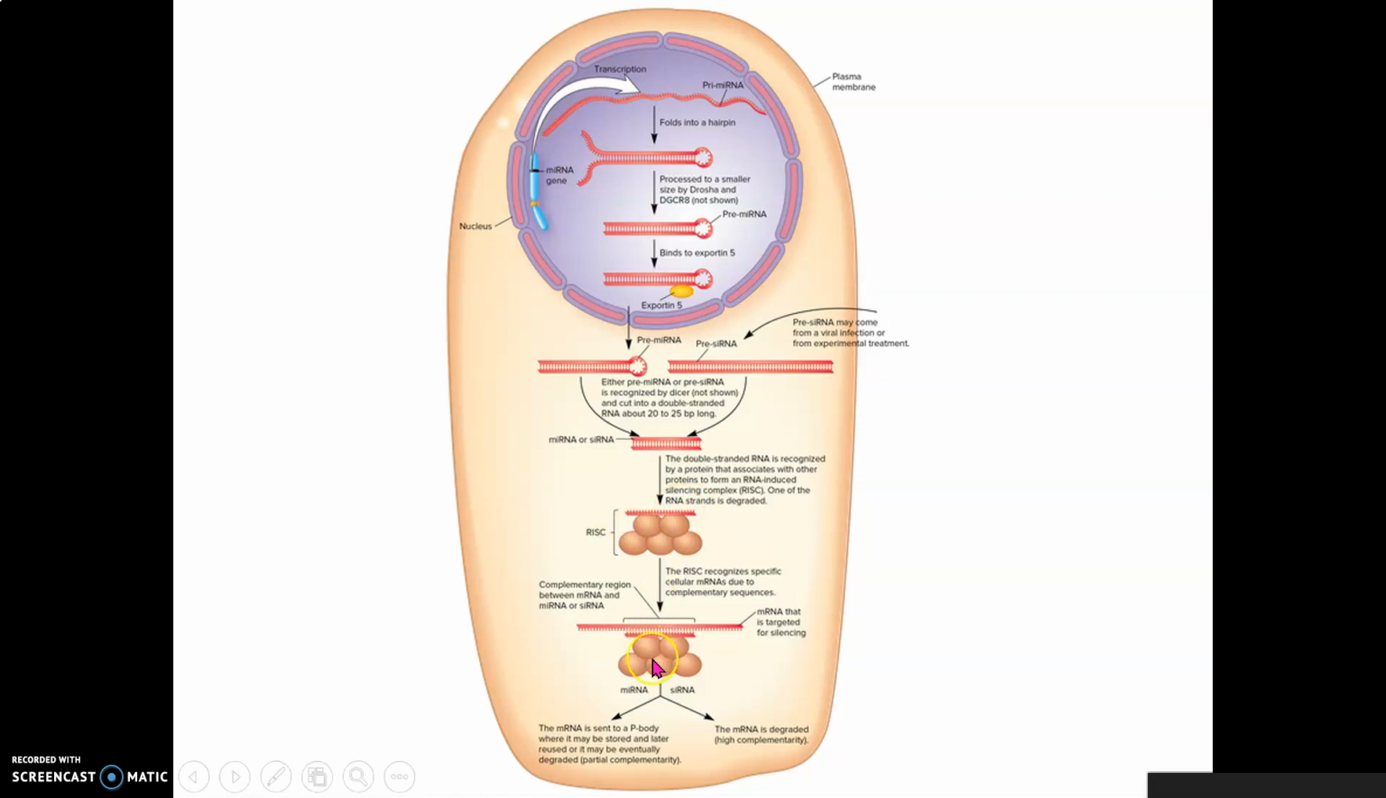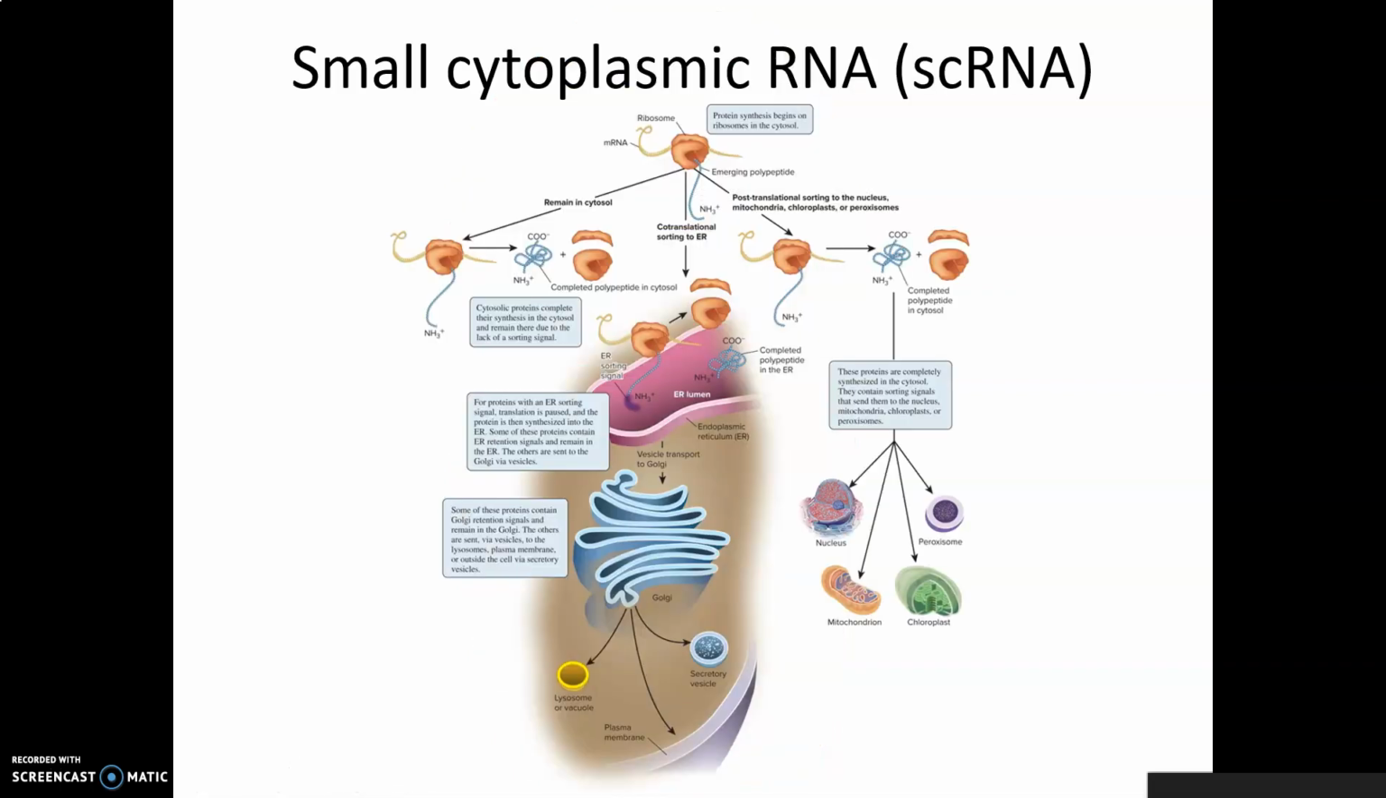It's going to go to a region that it is complementary to, bind to it, and cause the degradation, or bind to it to stop it from being translated, but eventually it will be degraded. We'll leave it with degradation. So you're transcribed as a longer molecule, processed to be mature through Dicer and joining part of RISC. Complementary base pairing causes degradation. This is RNA interference.